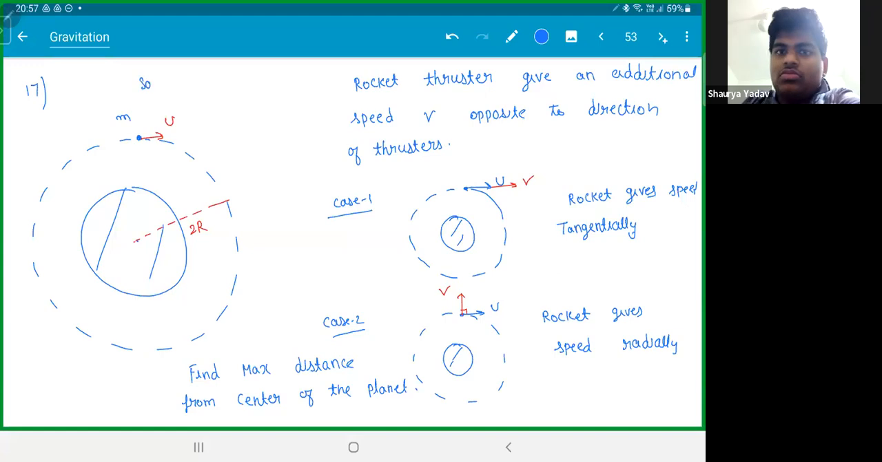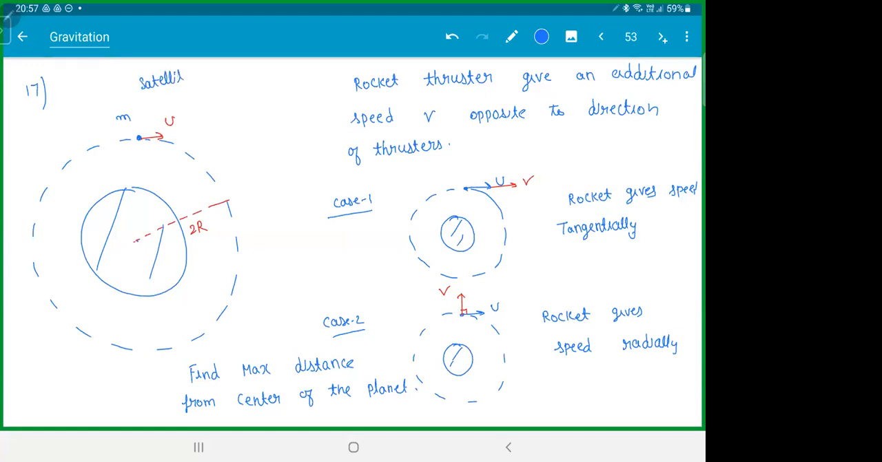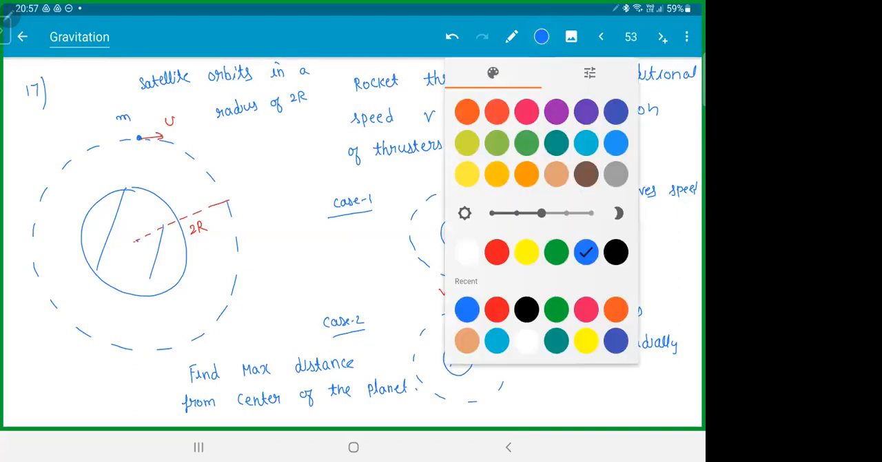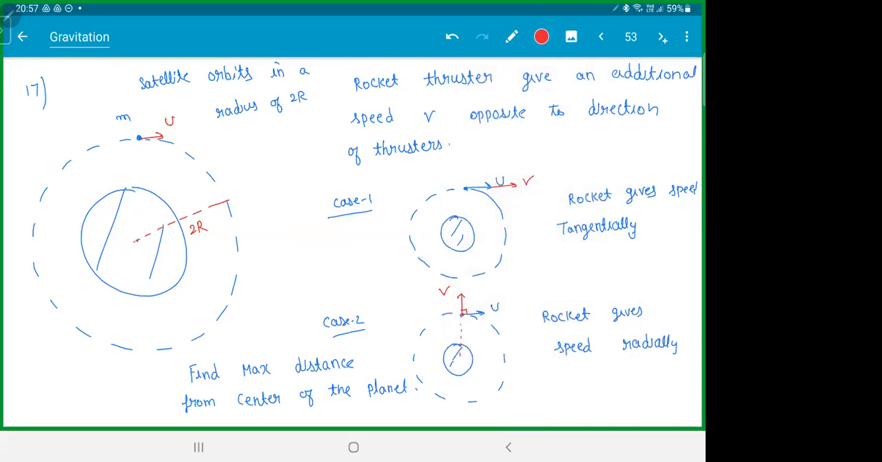So a satellite orbits in a radius of 2r. Then you switch on the rockets. Case 1, the rocket gave an additional velocity tangentially. Case 2, the rocket gave velocity radially. In both the cases, find the maximum distance of the rocket from the center.